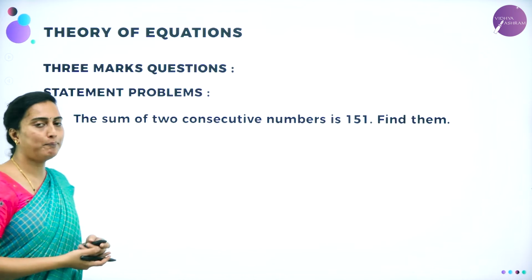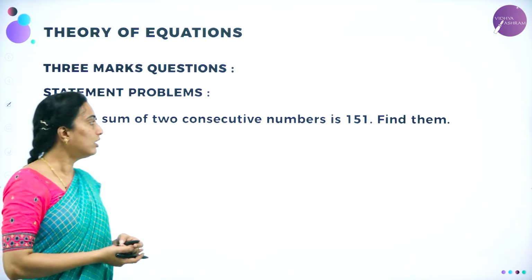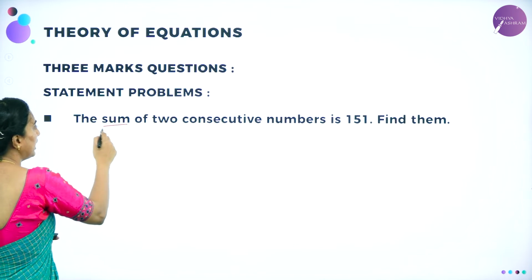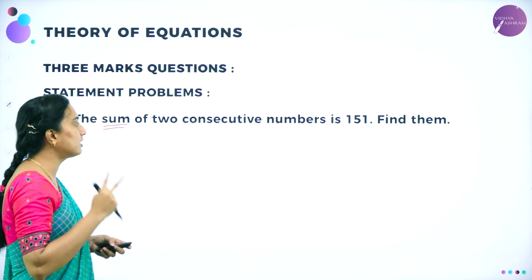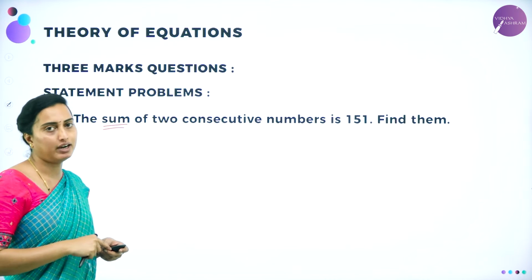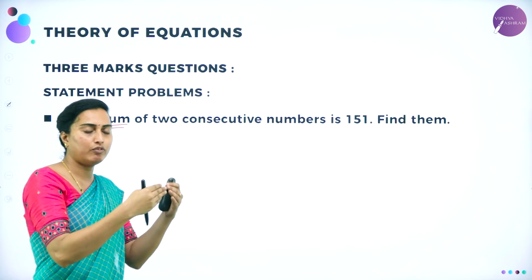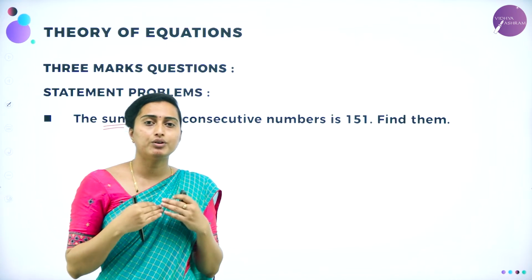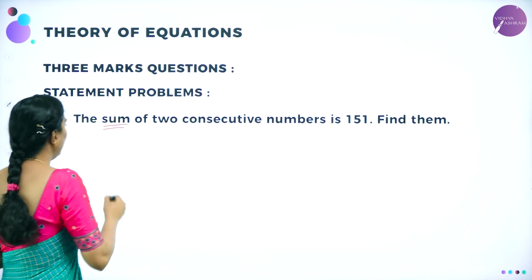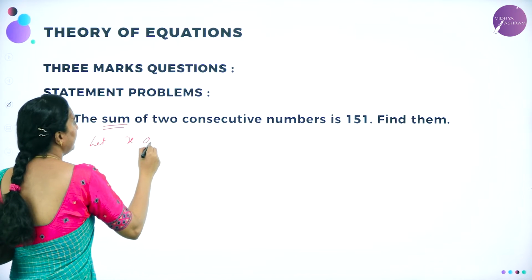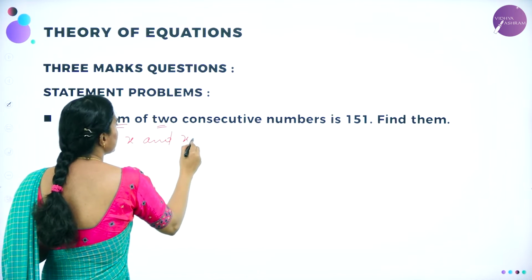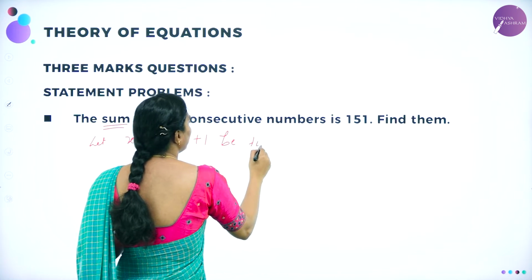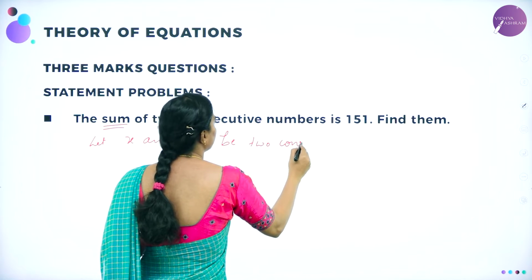We'll move on now to application level problems. What they've asked in the first problem, that is a statement problem. The sum means addition. The sum of two consecutive numbers is 151. Find them. Consecutive numbers means 1, 2, 3, 4 like that. So we don't know the unknown quantity. The unknown quantity we are going to consider as x. Therefore, let x and x plus 1, correct, be two consecutive numbers.